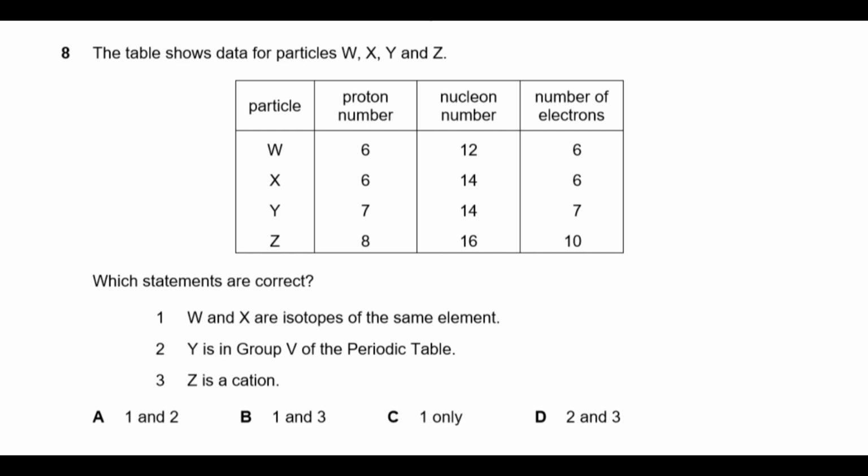Like W's nucleon number is 12 and the X's is 14. So that means they have the same number of protons but different number of neutrons. So that is a correct statement.